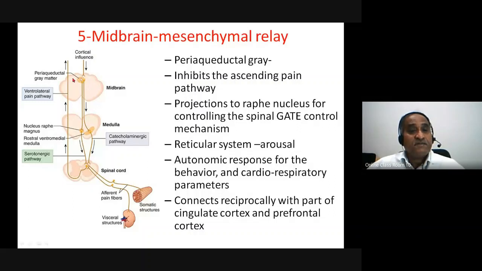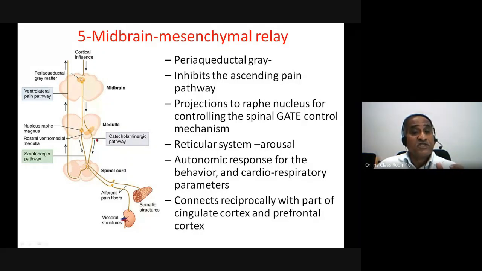The first part is the periaqueductal gray activates the raphe neurons. The bulbospinal outputs, serotonergic projections, they will just suppress the activity. The second is it also activates the locus coeruleus.